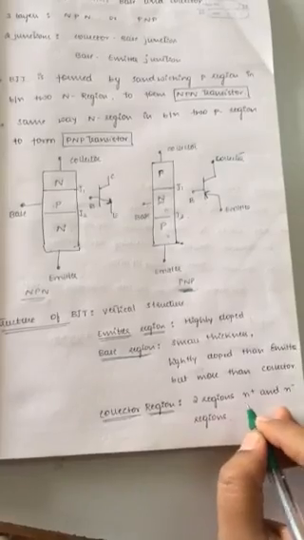Next, coming to the collector region. Here in the collector region, it is having two regions in a Power BJT, whereas in a normal BJT the collector region was only a single layer, but in a Power BJT the collector region is split into two regions, that is an n plus and an n minus region.